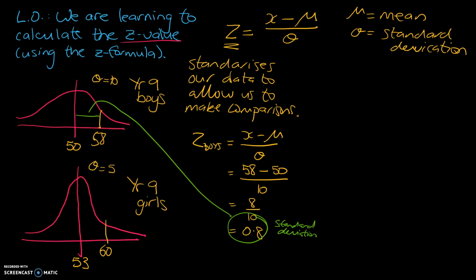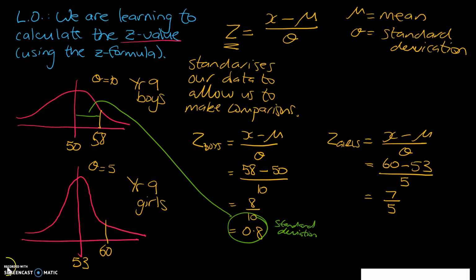Let's now have a look at girls to see how the year 9 girl we're trying to compare is. So the Z value for the girls is equal to the same formula, X minus mu divided by standard deviation. X value is 60 because that is the weight of the person we're interested in. We're going to minus the mean of 53, and that's going to be divided by the standard deviation of 5. That is going to be 7 over 5. And when you put that into your calculator, that comes to 1.4.